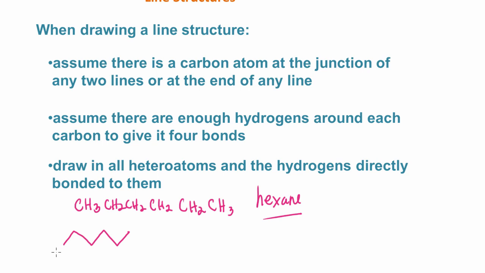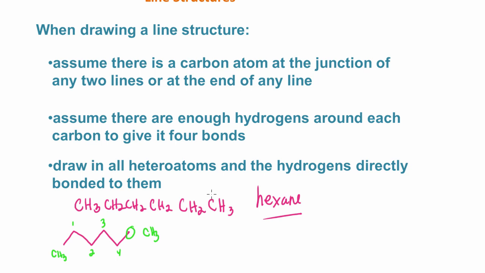This corresponds to the CH3. Where there's 2 intersections, those correspond to the CH2s. So we have 1, 2, 3, 4, and then here would be the CH3. So that's how we draw line structures.